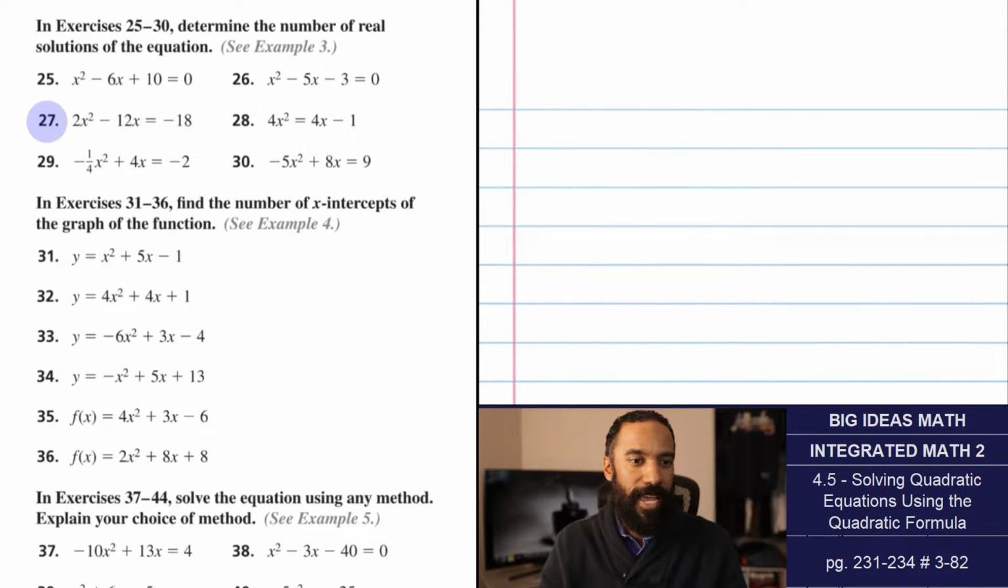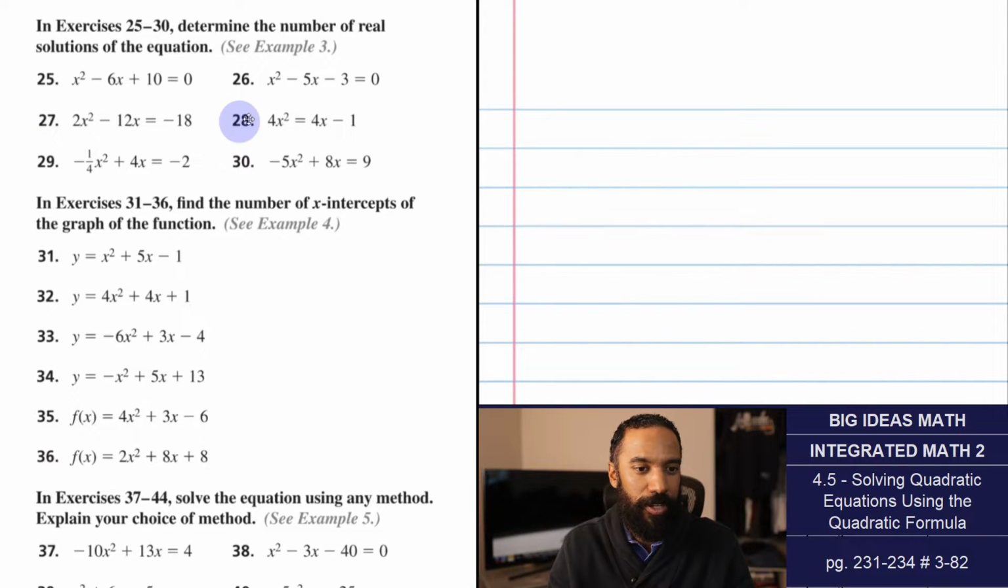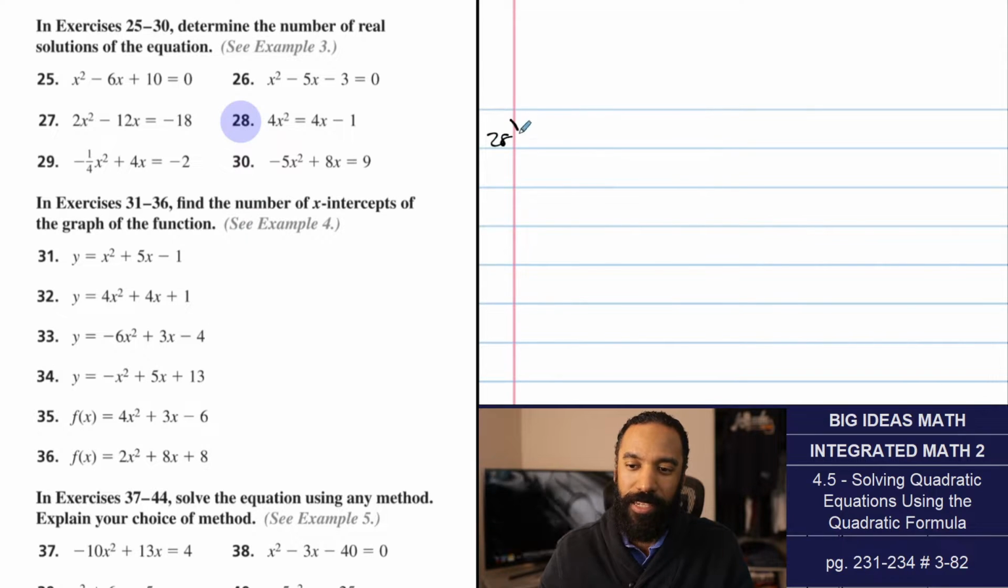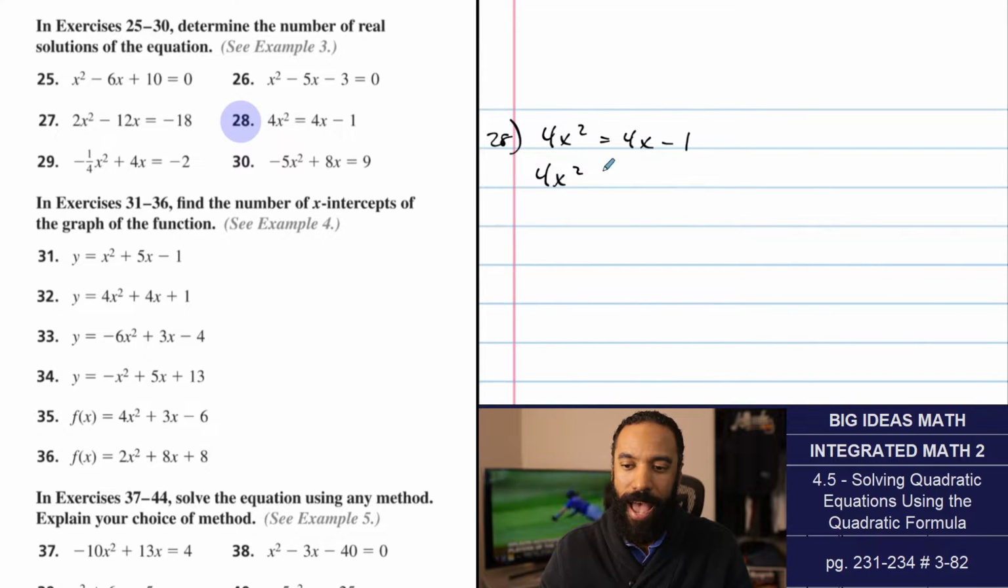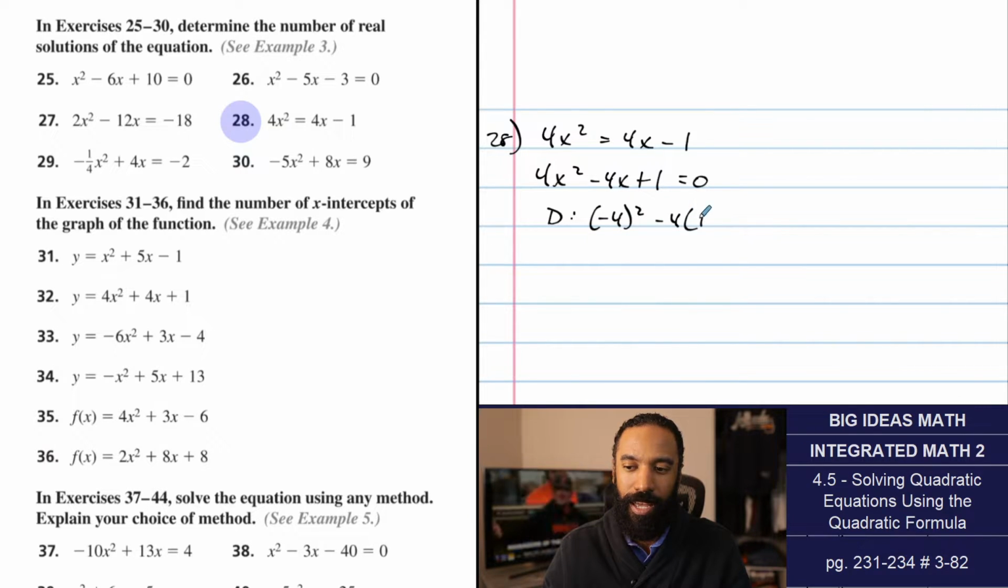All right, number 28 looks also like a perfect square trinomial. Number 28, we have 4x squared equals 4x minus 1. Let's subtract 4x from both sides. Let's add 1 to both sides. I was going to say let's factor, but let's evaluate the discriminant as b squared minus 4ac.